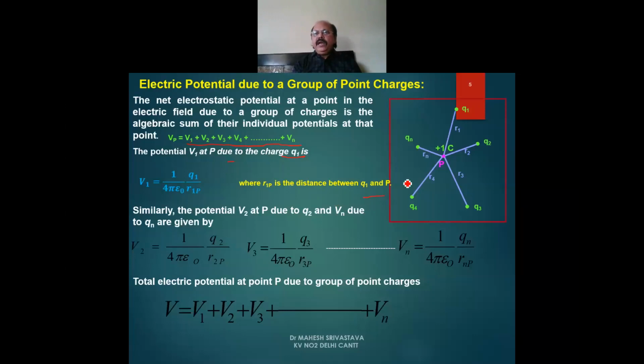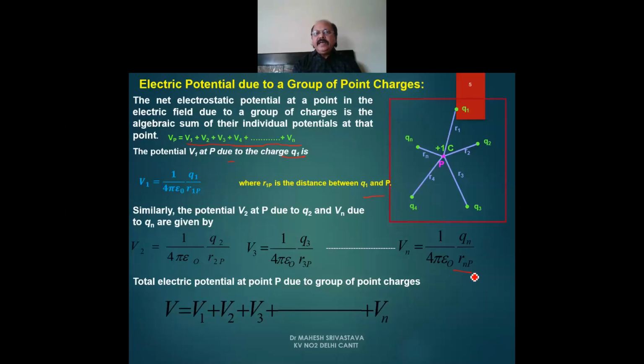Similarly, you can find out electric potential at point P due to Q2, where the distance is R2P, and again due to Q3, then Q4 and so on Qn. So you will get V2 equals 1 upon 4 pi epsilon naught Q2 upon R2P. R2P is the distance between Q2 and P. Similarly, V3 equals 1 upon 4 pi epsilon naught Q3 upon R3P and so on. Vn equals 1 upon 4 pi epsilon naught Qn upon RnP.